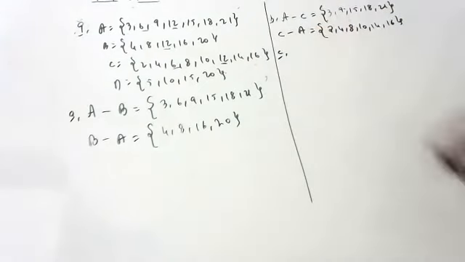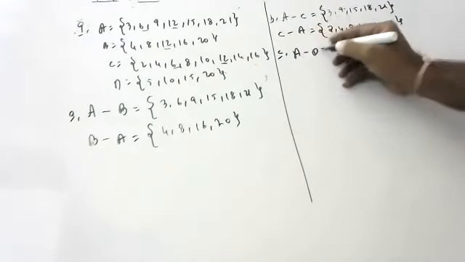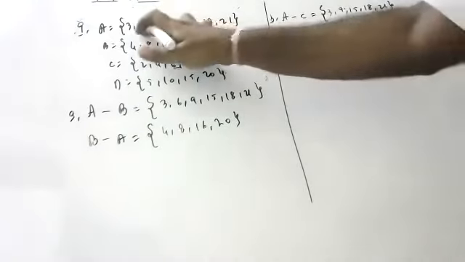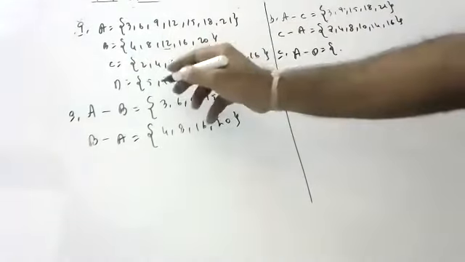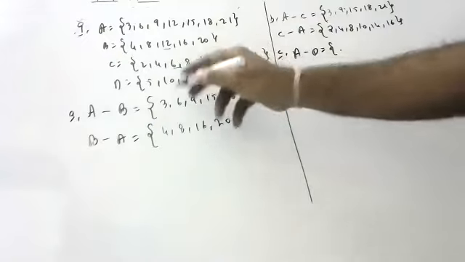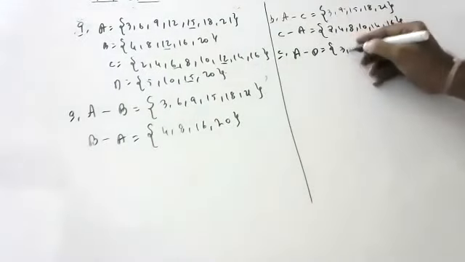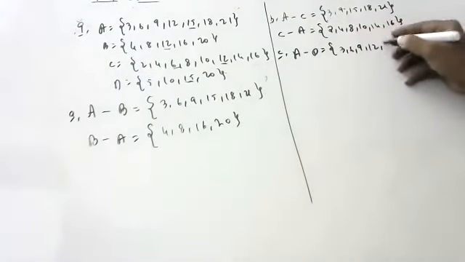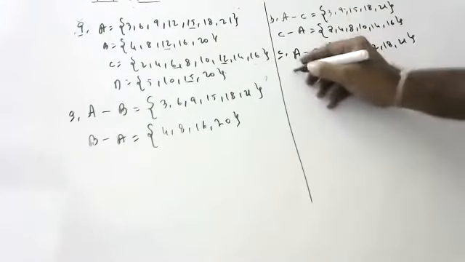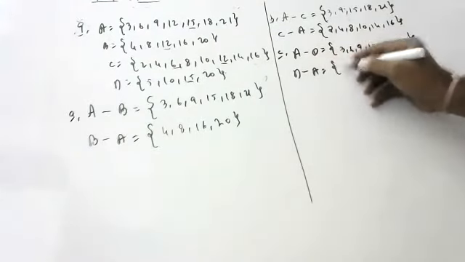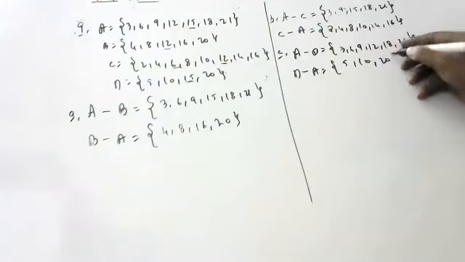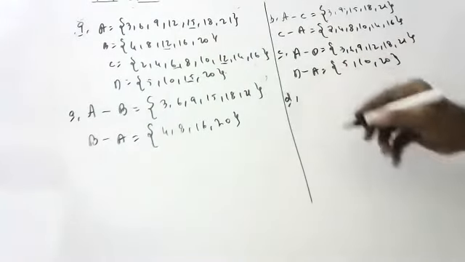Next, A minus D, children. Can anyone help me? What are the common elements? Only 15 is common. Now tell me, children, A minus D? 3, 6, 9, 12, 18, 21. Can anyone help me, D minus A? 5, 10, 20. That's it. Fantastic. You understood now.